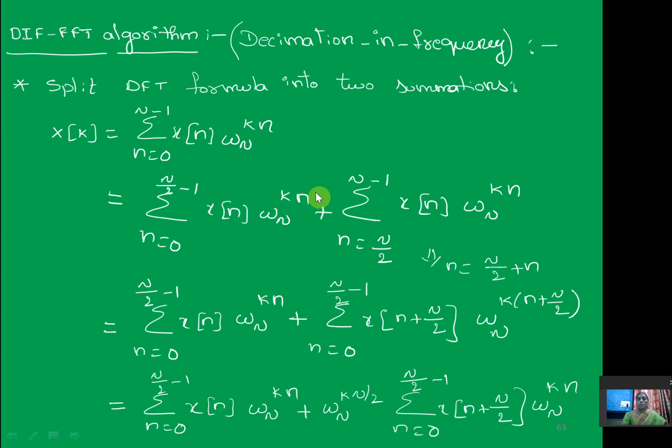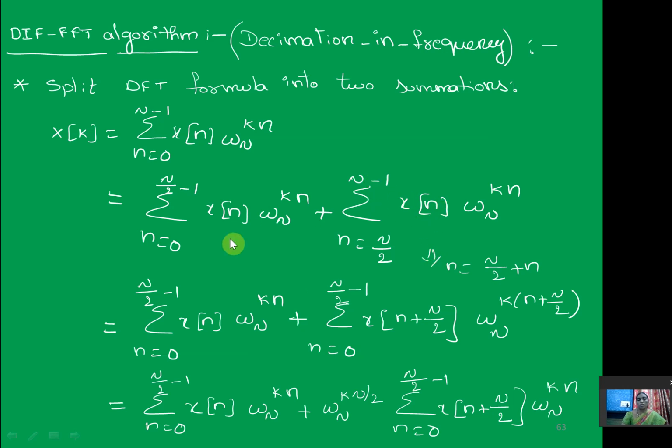the decimation is in the time domain. Now here in this particular approach, the decimation is in the frequency domain. So that means take the DFT formula. So that DFT formula is X of k is equal to summation x of n W_N power kn. Split this equation into two summations like n = 0 to N by 2 minus 1, and also summation n is equal to N by 2 to N minus 1.